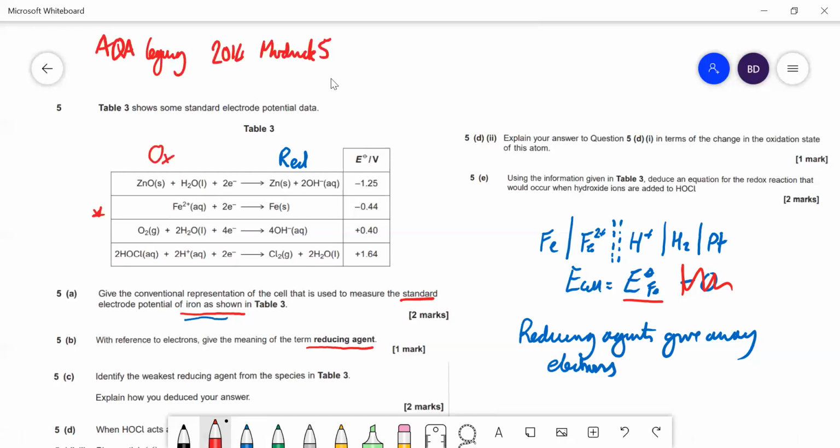Well, it says here, what's the weakest reducing? Which is the one of the reducing agents which is the worst at giving away electrons? It's going to be one which is least negative. And the least negative side, okay, is this one here. So the worst reducing agent.